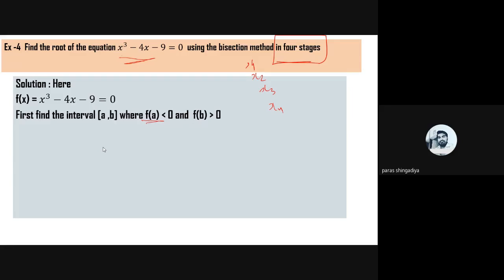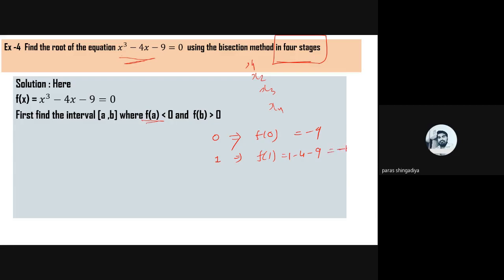If you start with 0, let us start with 0. So for 0 we get the output f of 0, that is 0 minus 0 minus 9, so it is equal to minus 9. Then consider 1. For 1 we get the output 1 minus 4 minus 9, which is equal to 1 minus 4 minus 9. So it is minus 3 minus 9. Okay, 1 minus 4 is minus 3, minus 9.